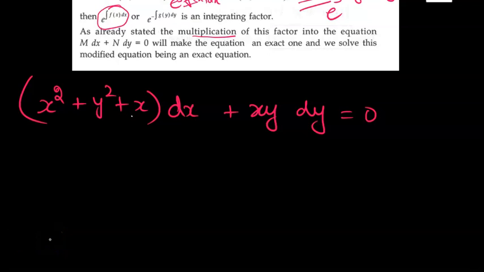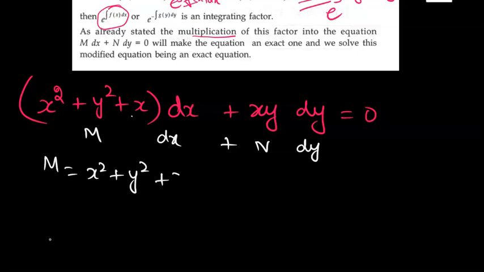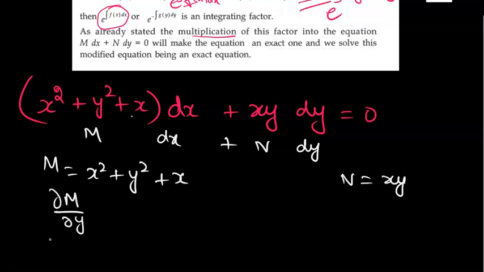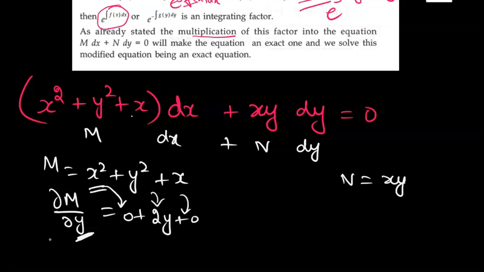Now, see this question, m dx plus n dy. What is m? x square plus y square plus x. And what is n? xy. What are we going to find? Del m by del y. Correct? So, x is a constant because we are going to differentiate with respect to y. Anything other than y is a constant. So, if you differentiate x square, 0. Y square if you differentiate, 2y. Again, x if you differentiate, 0.